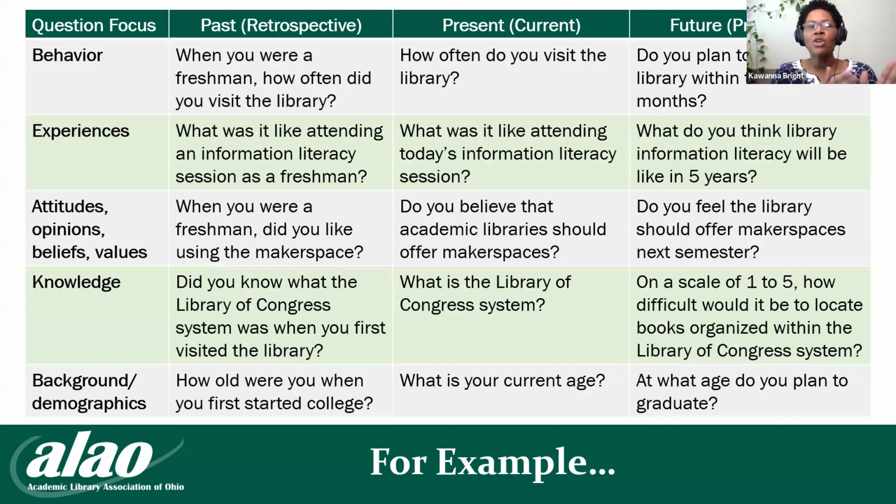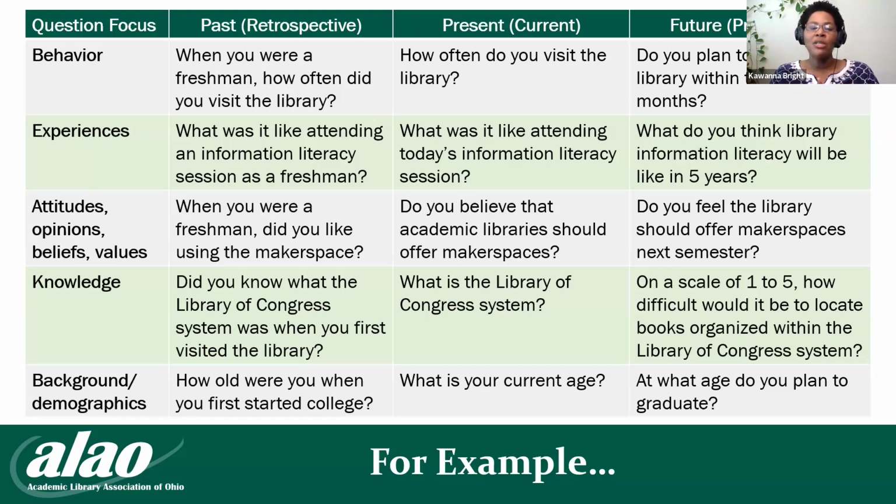But I wanted to show you how you definitely can ask on one survey about the past, the present, and the future. And just one of the examples I'll do is behavior. I'm not going to read all of these, but you could ask, when you were a freshman, how often did you visit the library? And then you can ask them, how often do you visit the library, as in right now? So you're still coming to the library. And then you can ask them, do you plan to visit the library within the next few months? So you can actually check on someone's behavior, past, present, and future, all in the same survey without having to change anything.